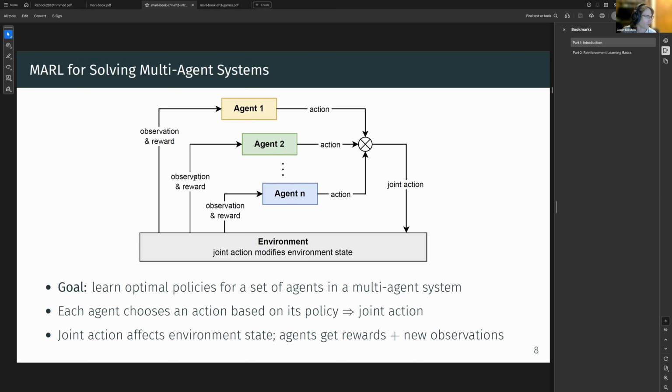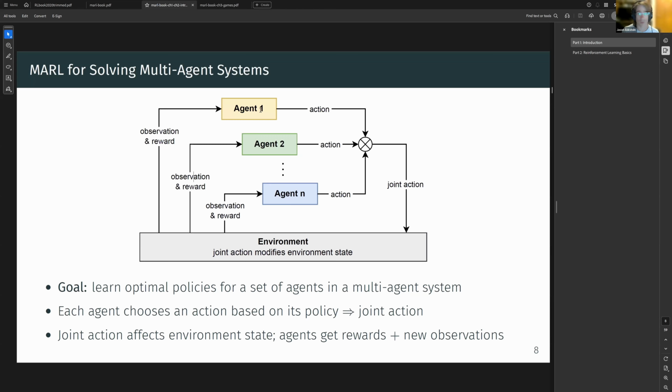The observation could be a full observation of the environment, but in general, it's going to be some function of the environment state, which is limited somehow. Limited in terms of both how much of the environment it can see, but also how much of the behavior of other agents it can see.